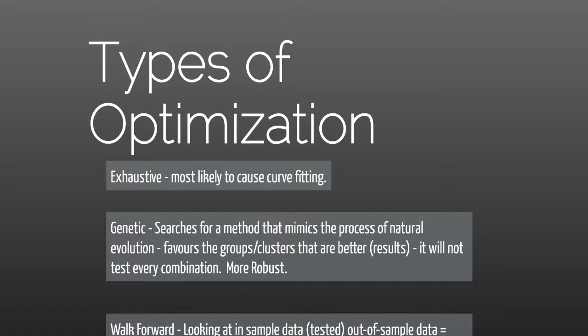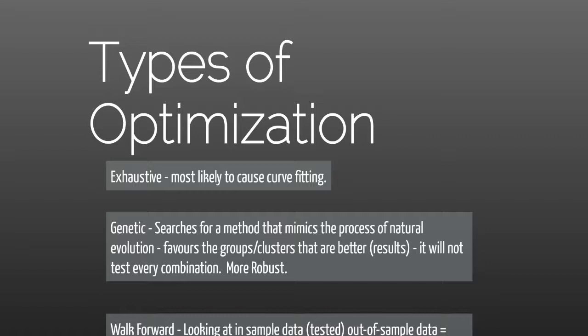So genetic optimization searches for a method that mimics the process of natural evolution. It favors the groups or clusters that are better, so it'll favor the cluster of inputs that are producing better results. And it won't test every combination like exhaustive, so it's going to be more robust, isn't it? What it does is pull out the stronger components of your strategy. If you imagine your inputs as a cluster of components, we're looking for the strongest, because the strongest is going to produce the best results in the market in real time, hence the more robust process.